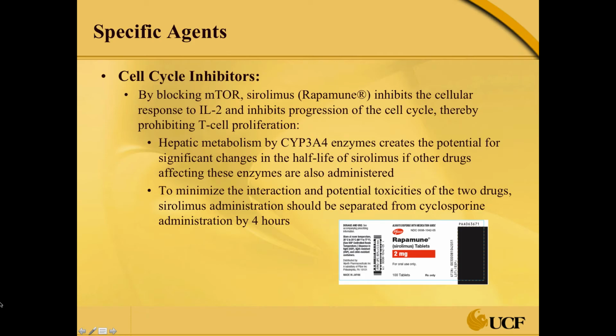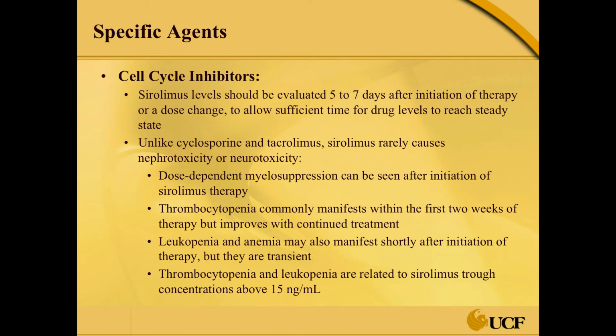To minimize the interaction and potential toxicity of these two drugs, sirolimus administration should be separated from cyclosporine administration by 4 hours. So if you have a patient that's going to be on cyclosporine and sirolimus, you would want to separate them by 4 hours to avoid toxicity related to that 3A4 pathway within the P450 enzymatic system. Sirolimus levels should be evaluated about 5 to 7 days after therapy is started, or if you're changing the dose of this drug, and that is to allow steady state dosing.